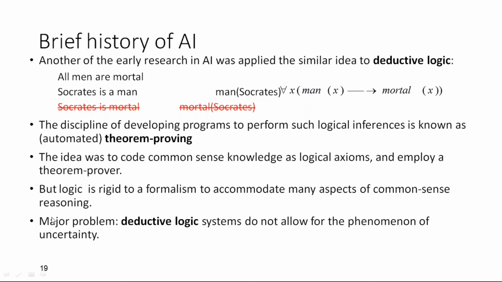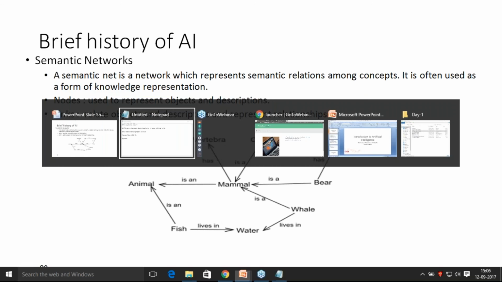But the major problem with this was that deductive logic systems had no way to capture uncertainty. And we all know the real world is always governed by uncertainties. So, okay, we call this deductive logic. So let me move to the next slide.